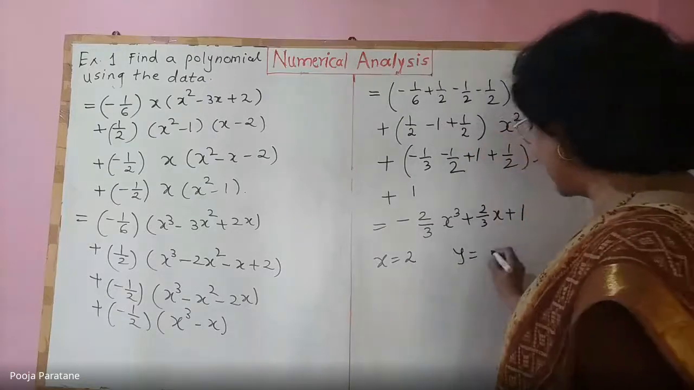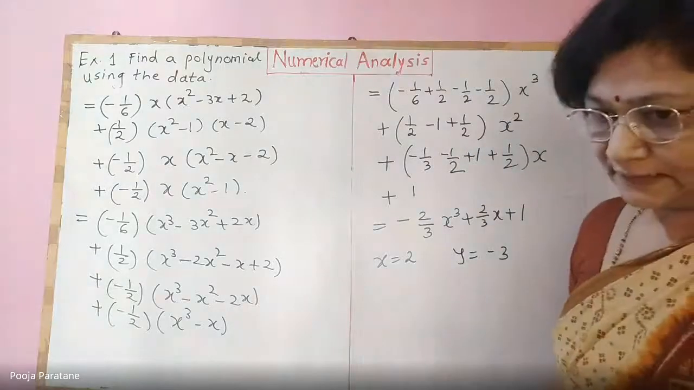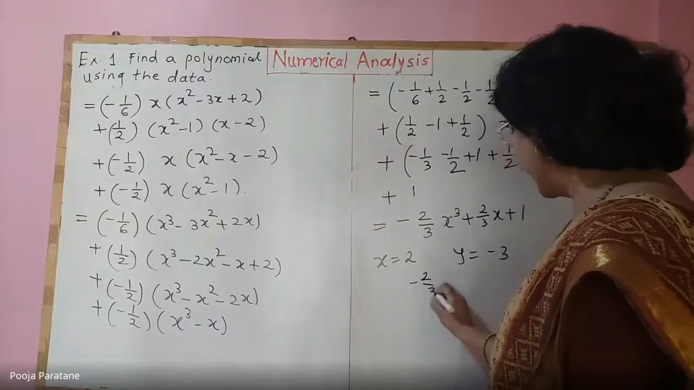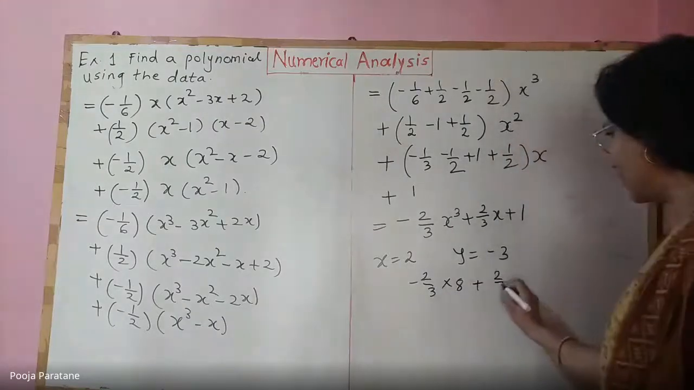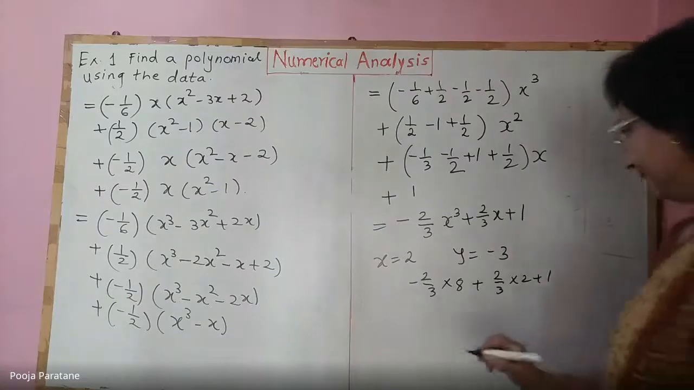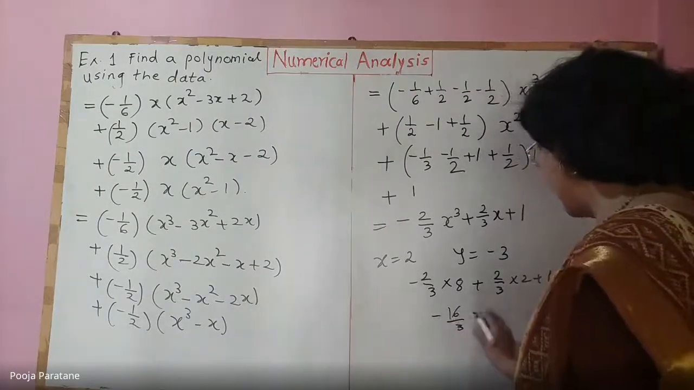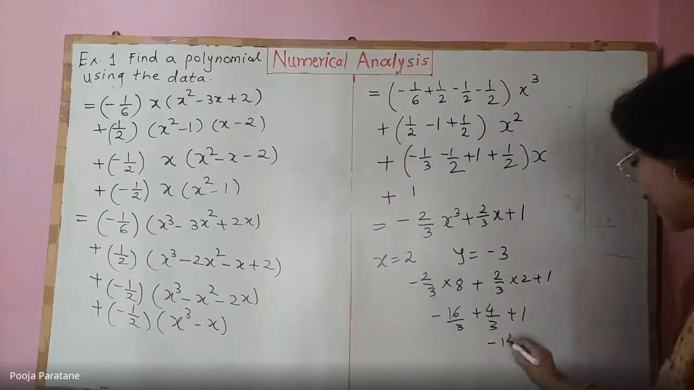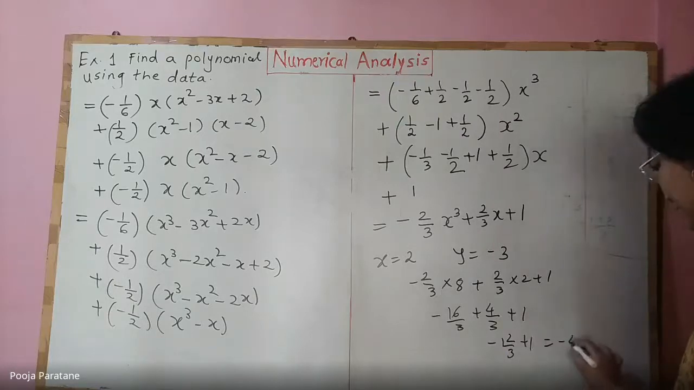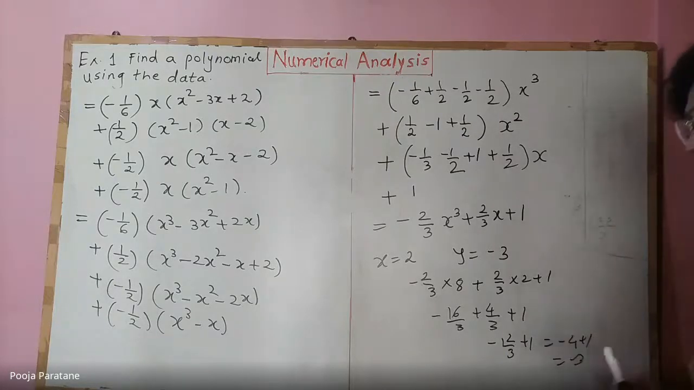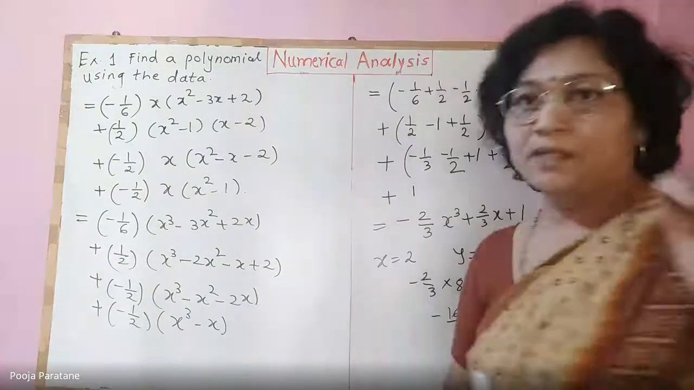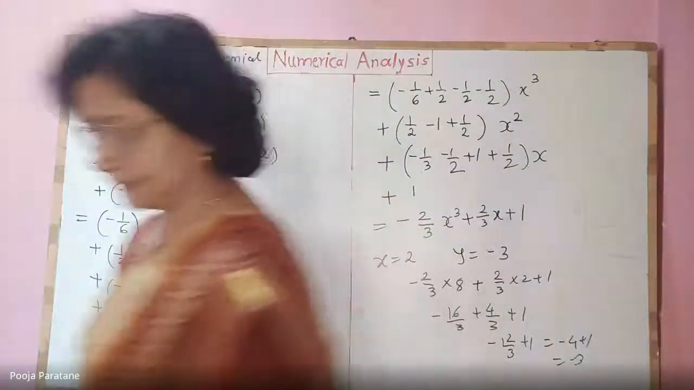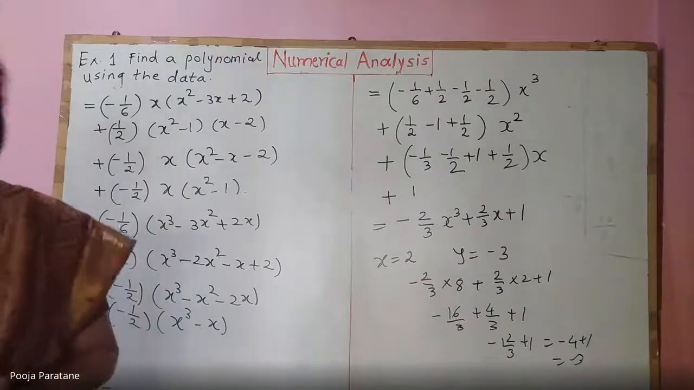Let us take x equals 2. The corresponding value is, I think, -3. Is it? Yes, it is -3. Let us check whether we are getting it or not. So here if we put -2 upon 3 into 8 plus 2 upon 3 into 2 plus 1, then it is -16 upon 3 plus 4 upon 3 plus 1. So here it is -12 upon 3 plus 1. That is -4 plus 1 equals -3. So yes, we are getting the value of y as -3. So our polynomial is correct. In this way you can verify your answer.